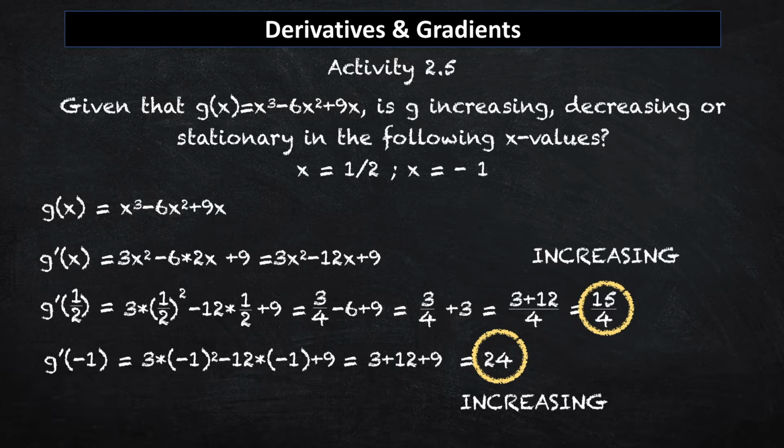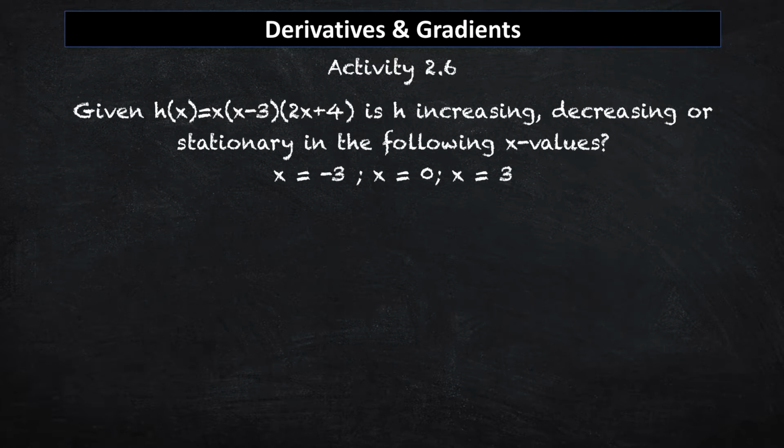We can now have a look at the function in activity 2.6. We have a certain function h, and the activity asks us if h is increasing, decreasing, or stationary in the following x values, which are x equals -3, x equals 0, and x equals 3. So we have our function h, and we proceed as always. We have to compute the derivative of the function and then compute it in the specific x values.